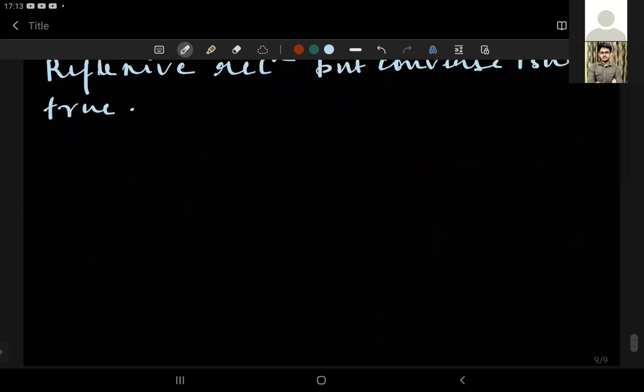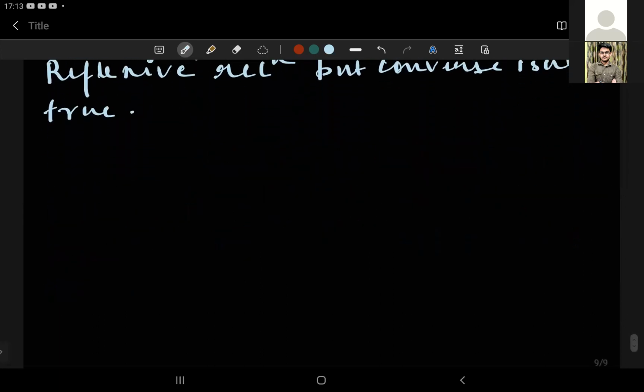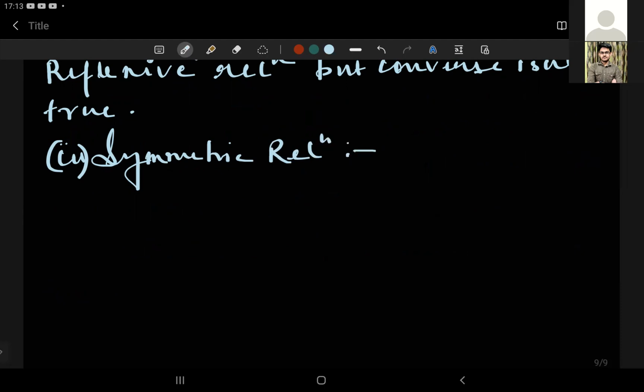Now a symmetric relation. What is a symmetric relation? Let's say we have some a comma b belongs to R. Then what is the condition? Which element should necessarily belong to R? If a comma b belongs to R, then b comma a must also belong to R. Obviously, right? Because it's a mirror property.